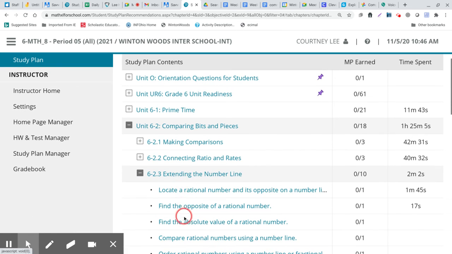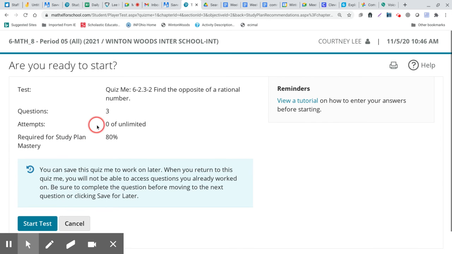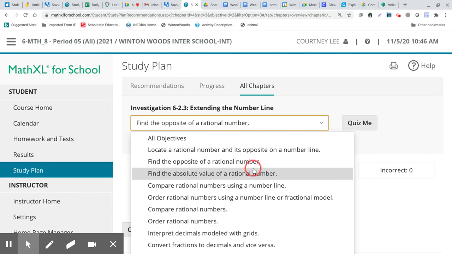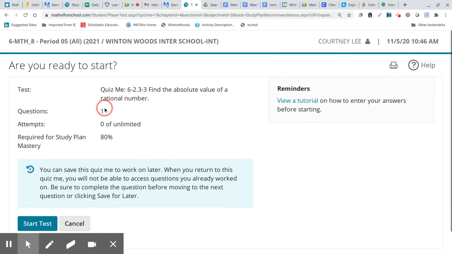All right, so once we get done with the first few objectives, remember you need these mastery points. In order to get it, you have to click on the quiz me. This one has 3 questions. You need 80% or higher. Let's look at the next quiz me. Find the absolute value. It has 1 question. Ooh, that should be easy to get 80% or higher. You only got 1 question.